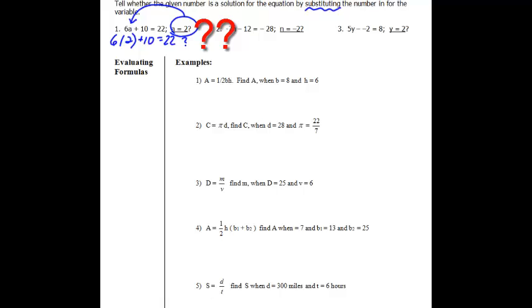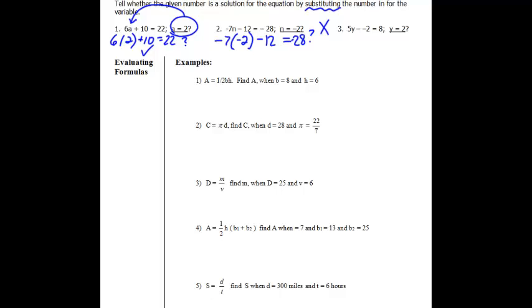And this is like you're asking a question, and this one works. Yes, it does. How about negative 7 times negative 2 minus 12? Does that equal negative 28? No, in fact, that does not, because I would get positive 14 minus 12, which is 2.